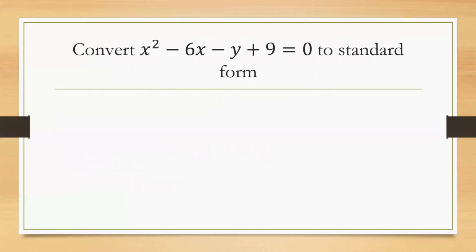Now, let us convert the general equation to standard form, or the standard equation. X squared minus 6x minus y plus 9. So first, we have to move negative y plus 9, so that we will separate the x's and the y. So from negative y, it became positive y because every time we move something to the other side, the sign changes. So positive 9 became negative 9.